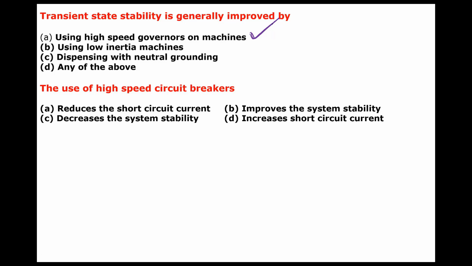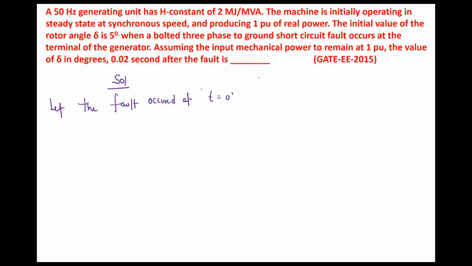Next, read the next question. The use of high speed circuit breakers improves the stability of the system. High speed circuit breakers improve it because they will clear the fault very quickly, so they help us in improving the system stability. Okay, so first initially a generator is there which is supplying power to say some load or some infinite bus bar, whatever.